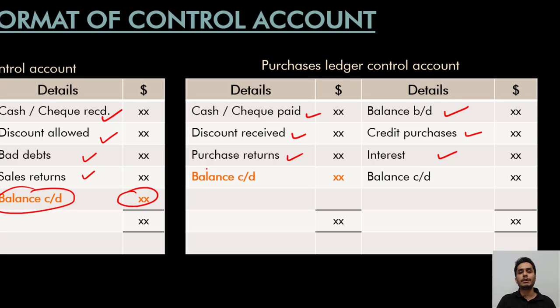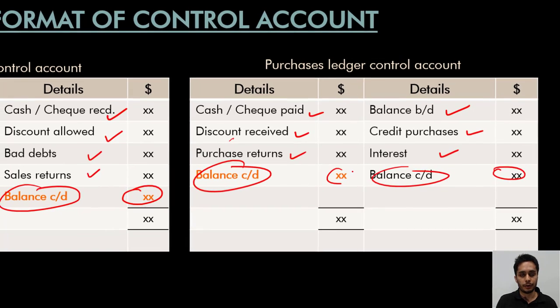If they have given you any debit balance at the end in the creditor's account, that will appear as balance carried down on the credit side. And finally, you'll have to balance this account to find out the closing balance in the purchase ledger control account, which will appear here.